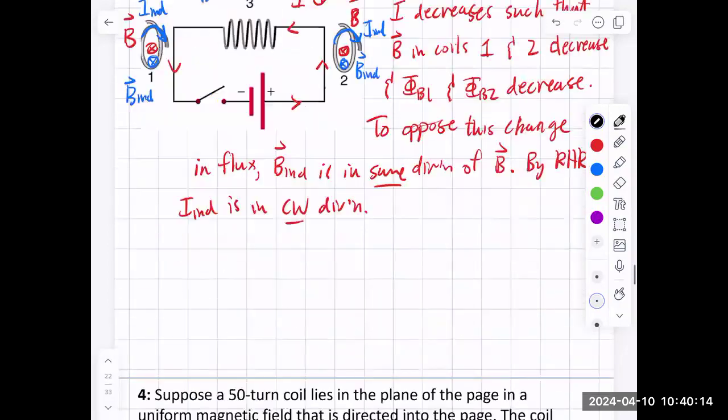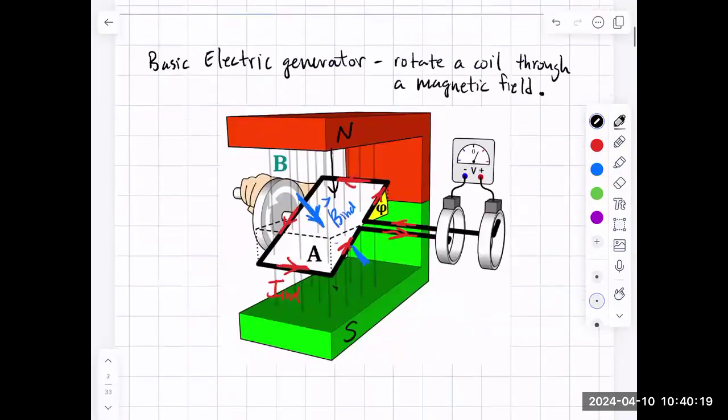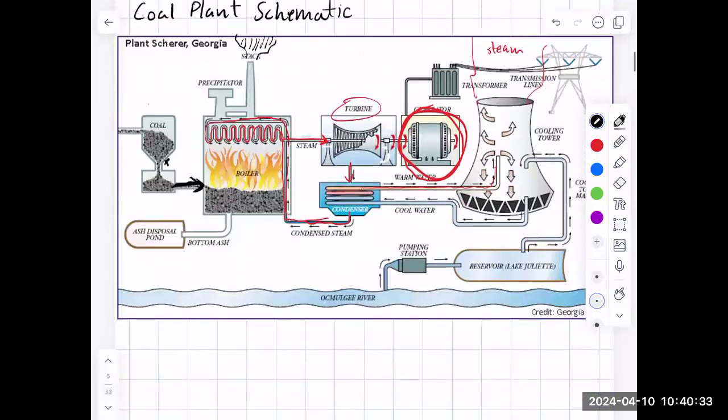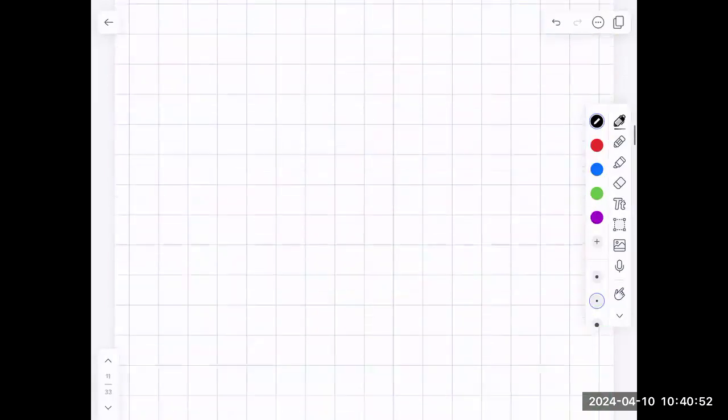That's why when we had this example of the generator, this simple generator has only a single loop of wire. And so the induced voltage or the induced currents that you would get would be very small if you're rotating this. When they build and design the generators that are used in these electrical plants, the coils that they spin in the magnetic field are not just a single loop, but many, many thousands of loops. And so that's how you can get these large voltages generated at these power plants.